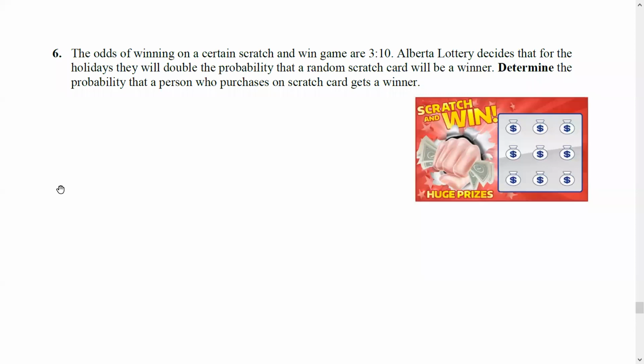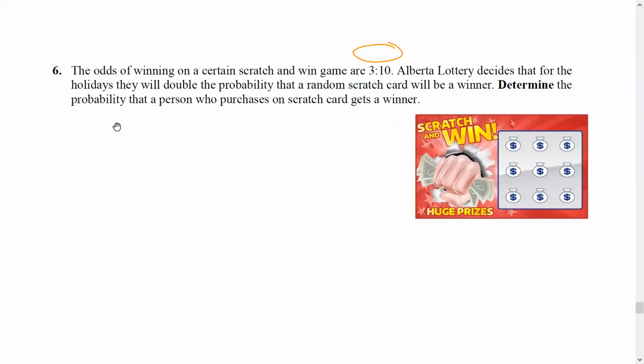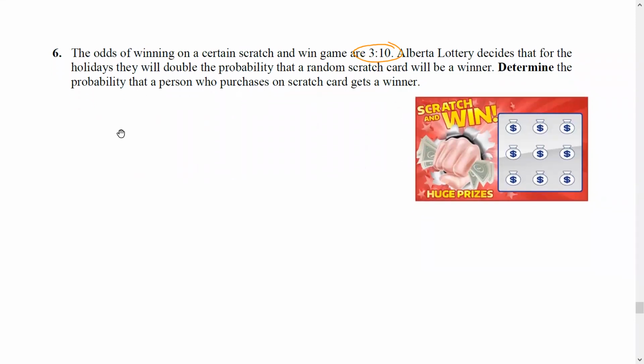Okay, so it says the odds of winning a certain scratch game are 3 to 10. So that's the odds in favor. The lottery decides that for the holidays, they're going to double the probability. Whoa, super nice guys, eh? Determine the probability a person who purchases this scratch card gets a winner during the holidays.